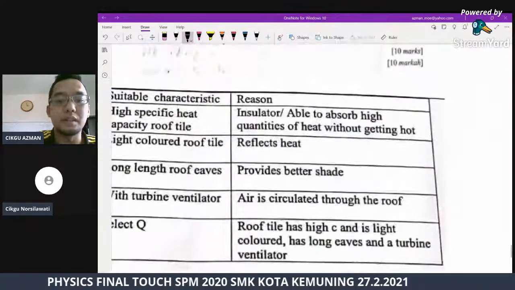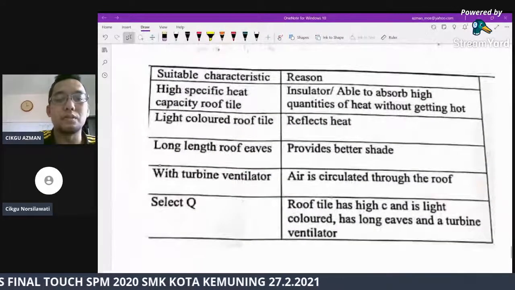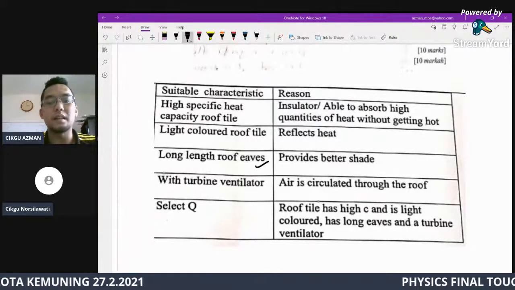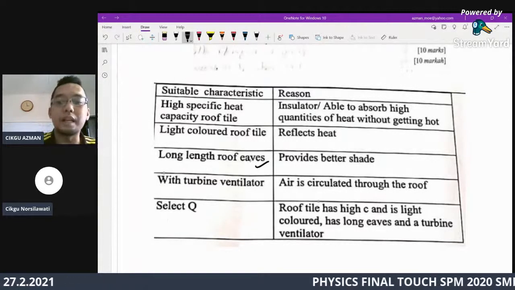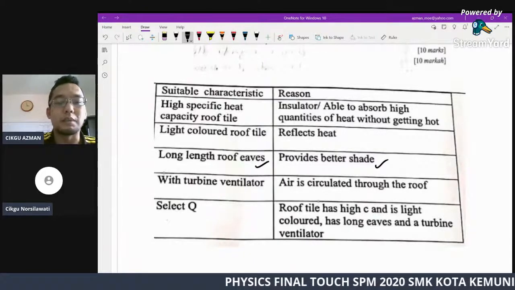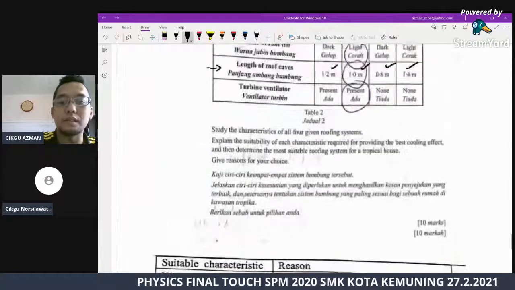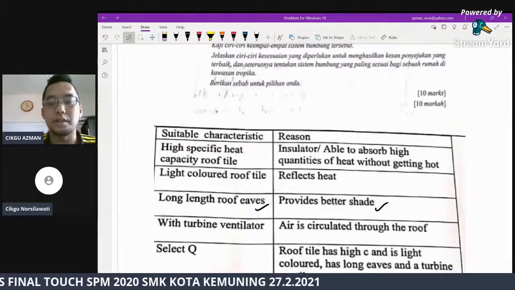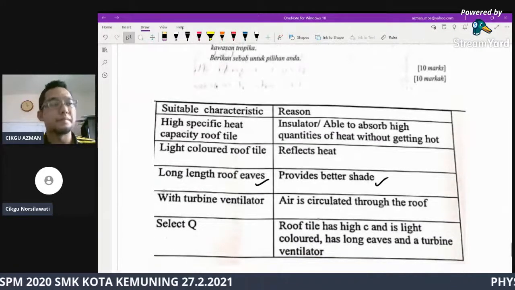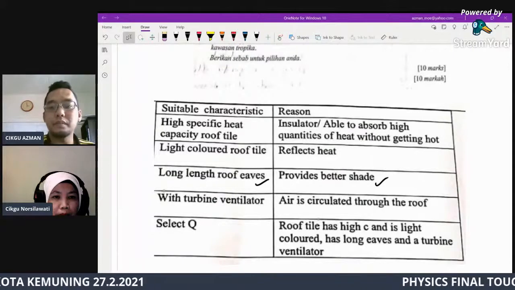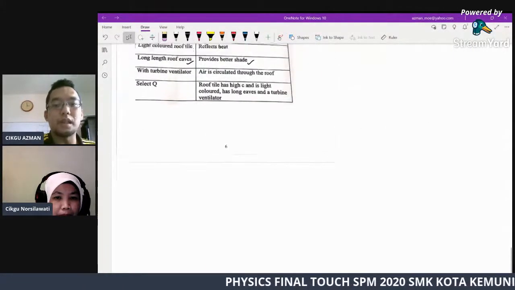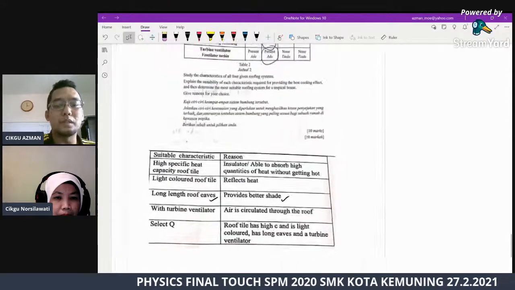So, in your answer, you don't need to state the value. Okay, you just write long length roof, to provide better shape. Okay, tak perlu masukkan value dekat sini. Value 1.0, just cakap long or short. Okay. Okay, tu je lah untuk paper 2.